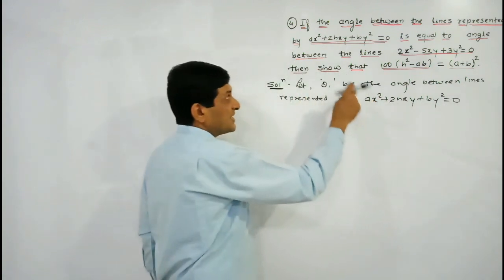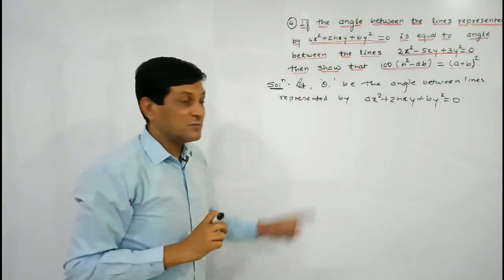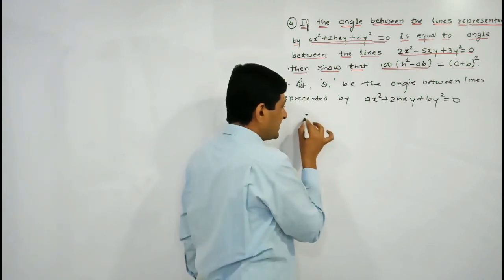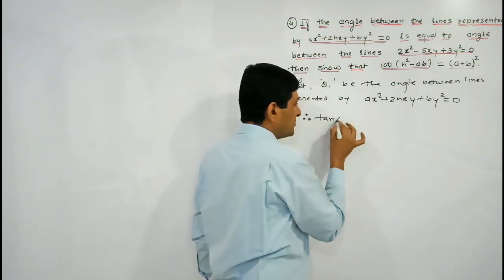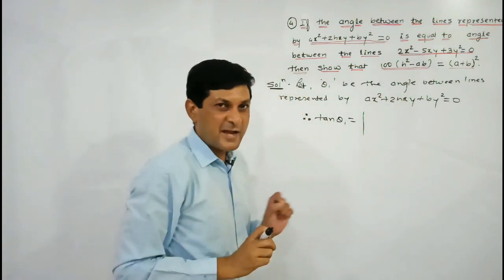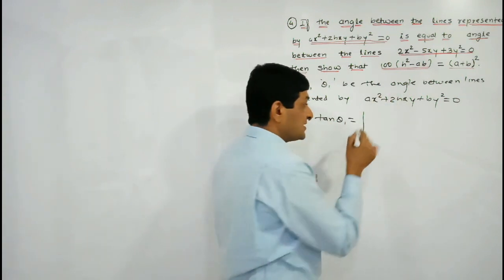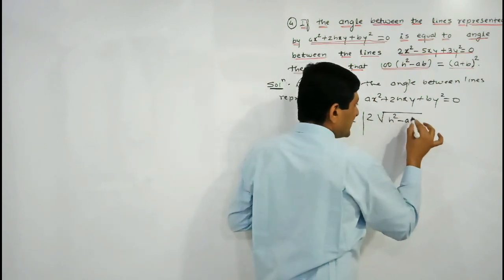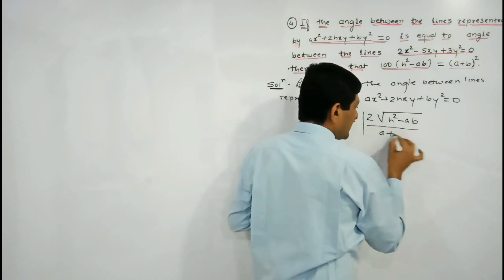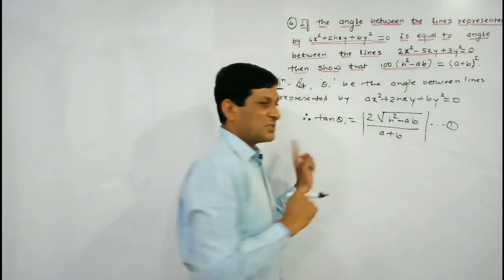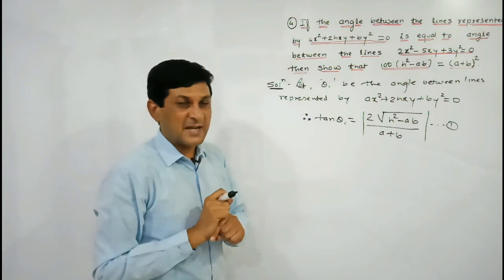So the angle between the lines represented by this first equation we have denoted by theta 1. Therefore, what result are we getting? Therefore tan theta 1. Already we have proved a formula to find the angle between the lines represented by a homogeneous equation. What is that formula? 2 under root h square minus ab upon a plus b. Let us denote this result as equation number 1, which is nothing but the value of tan theta 1.